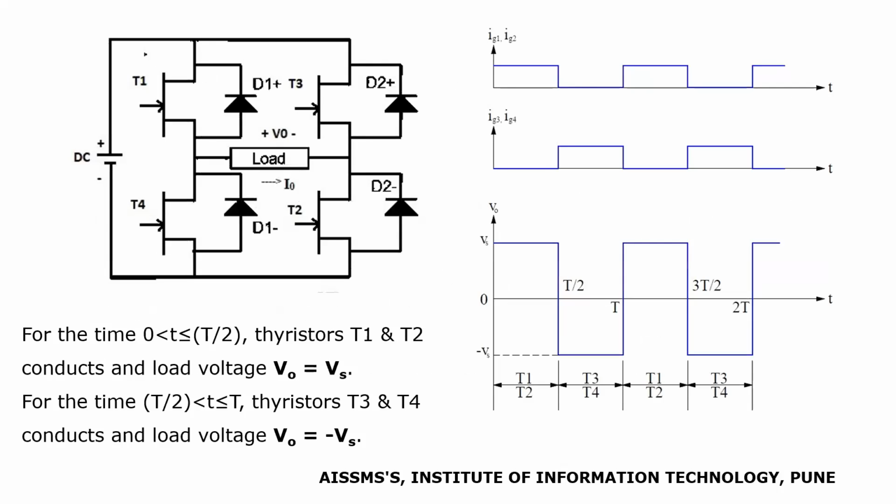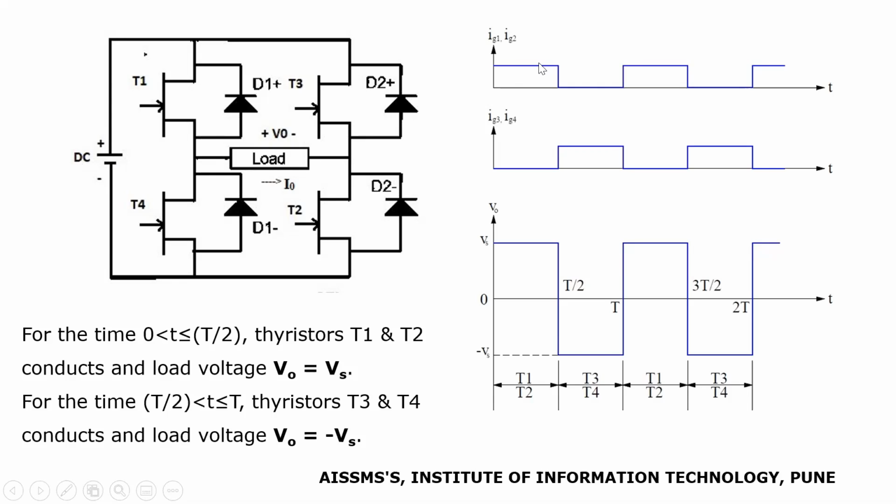Let us study the working of a single phase voltage source inverter. The circuit diagram is shown here. The single phase voltage source inverter consists of a bridge circuit which consists of four transistors T1, T2, T3 and T4. A freewheeling diode is connected across each of these transistors and the load is connected across the bridge circuit. The input given is a DC voltage or a DC source. Now let us study how this circuit works.